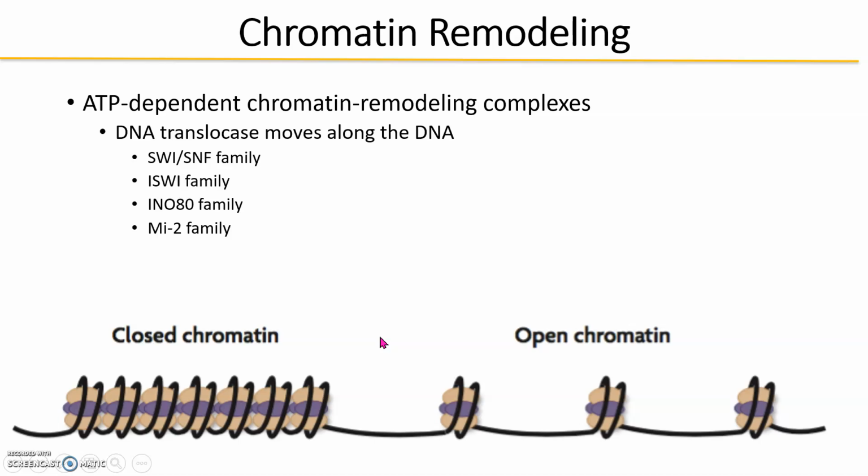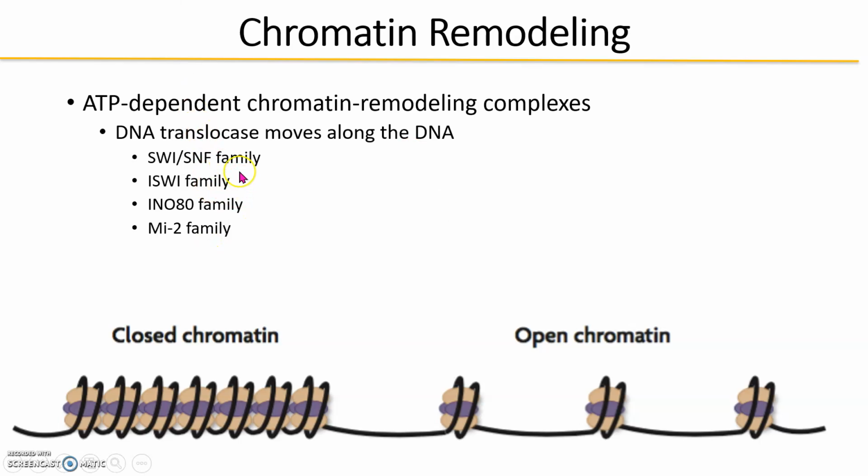So there are ATP-dependent chromatin remodeling complexes. These are proteins whose job it is to change the position of nucleosomes, okay? These complexes have this DNA translocase that moves along the DNA and can easily change from one conformation to another, okay? So the closed conformation to the open conformation and back again.